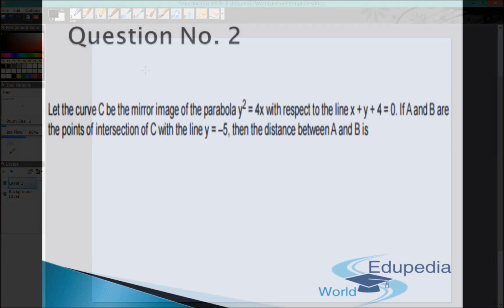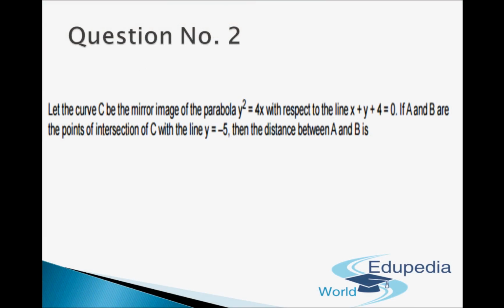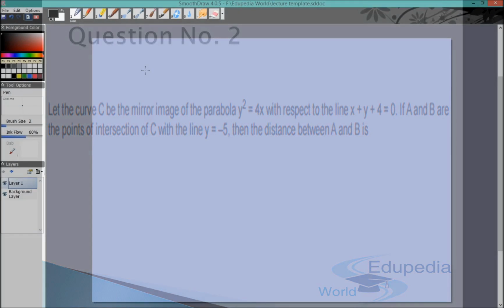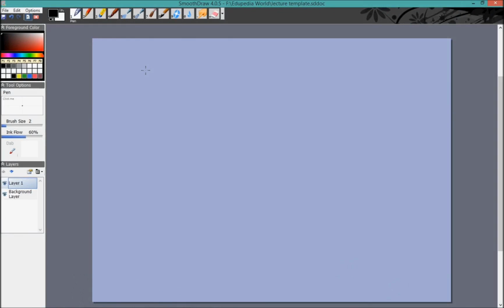The next question is, let the curve C be the mirror image of the parabola y squared equals 4x with respect to the line x plus y plus 4 equal to 0. If A and B are the points of intersection of C with the line y equal to minus 5, then the distance between A and B is.